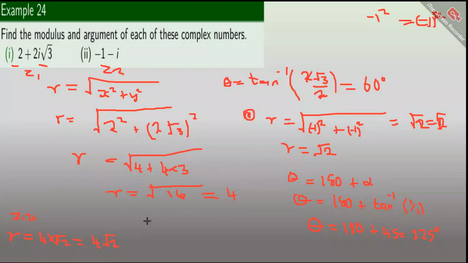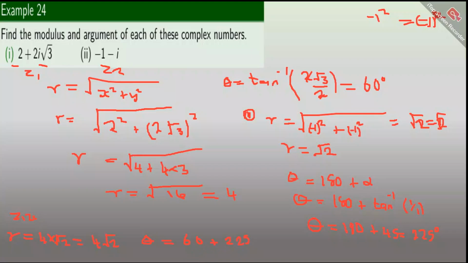When you are multiplying, you add the arguments. So the argument is going to change to what? The first one is 60, so it will be 60 plus 225. Okay, so now it's done.